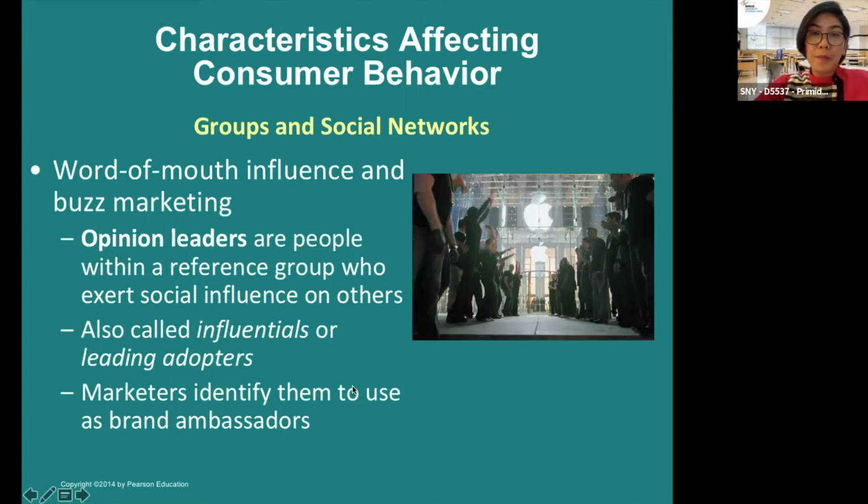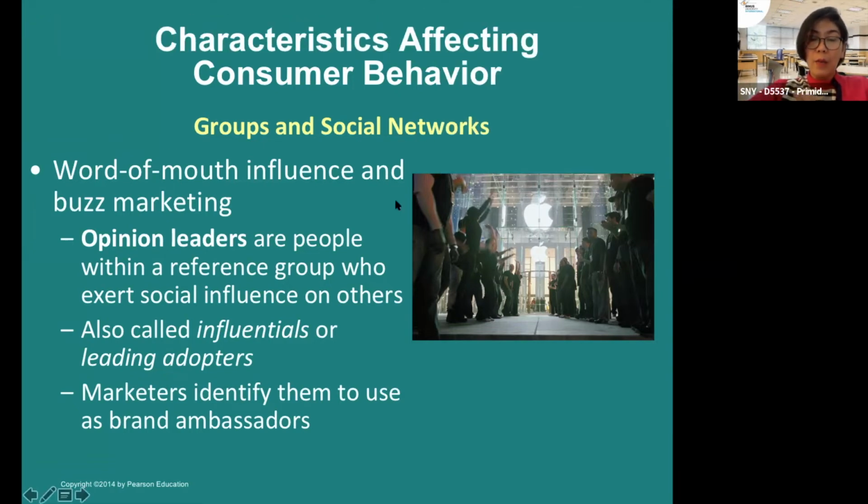Now, in understanding groups and social networks, we also learned a lot about word of mouth influence, buzz marketing, and how Instagram shapes the way we choose products, the way we think, what we like, and so on. And we have opinion leaders. Again, opinion leaders have an association with reference groups, because opinion leaders are people within a reference group who have social influence on others.